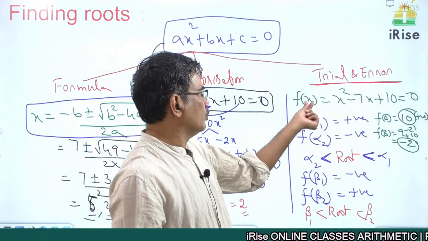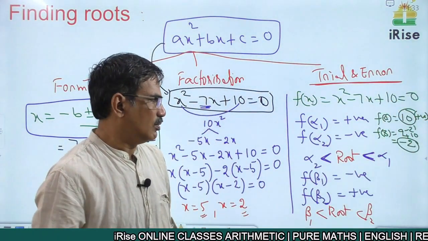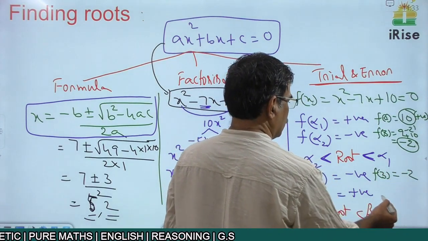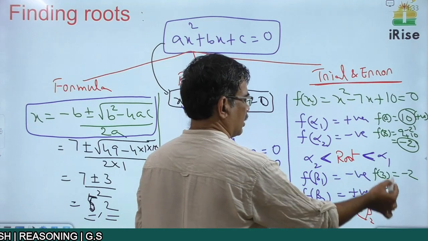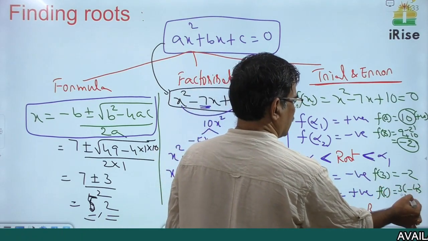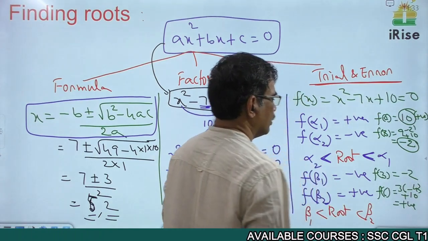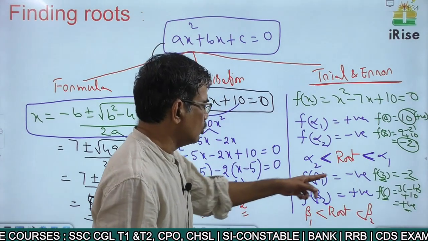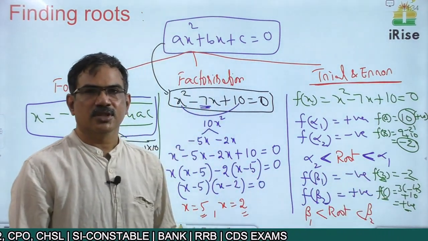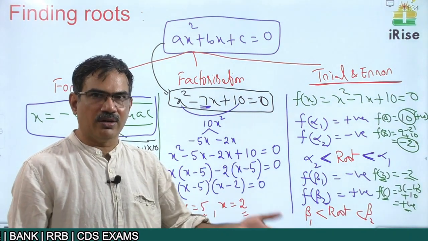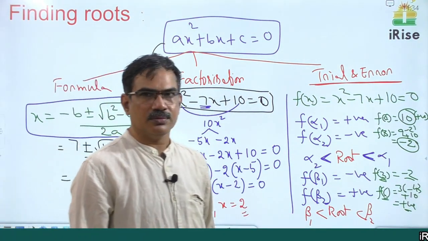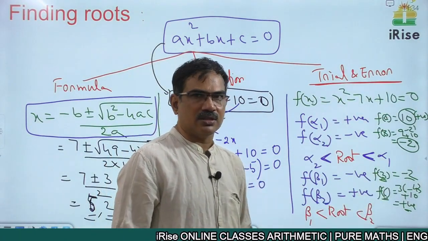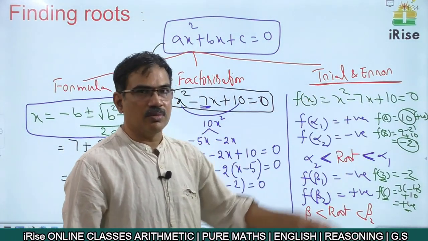If you put 2, it is satisfied, so 2 is a root. Similarly, f(3) you already know is −2. I want to put 6 here: 6² = 36, minus 42, plus 10, which is a positive number. If 3 is substituted, we get negative. If 6 is substituted, we get positive. So there is a root between 3 and 6. It may be either 4 or 5 or 5.5 or 3.5. If 5 is substituted, it is satisfied, so 5 is a root. It lies between 3 and 6. This is called the trial and error method.